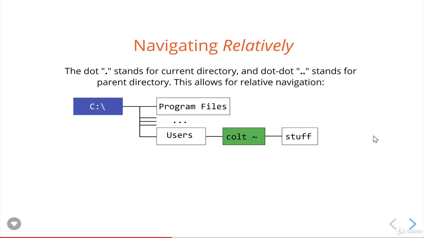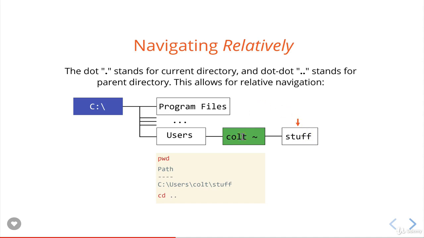Or, what I'm going to show you in the next slide is an alternative way to navigate relatively using your current position. So imagine I had the same scenario, users directory, cult directory, stuff directory. If I'm currently in the stuff directory and I want to go back to the cult directory, I don't have to type cd \users \cult. I can type cd .., which is a special little command that just means go back one level, one folder.